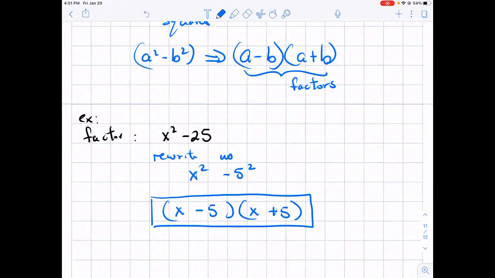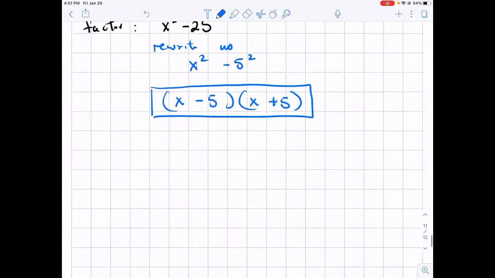There is also difference of cubes that you will have to know. There's also sum of cubes, but there is no sum of squares. We'll do some examples of those in a minute. Let's try a few more examples of these. How about factor?